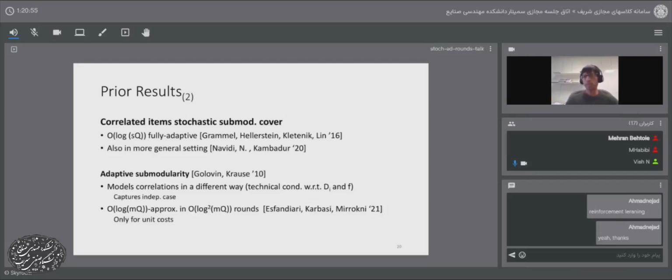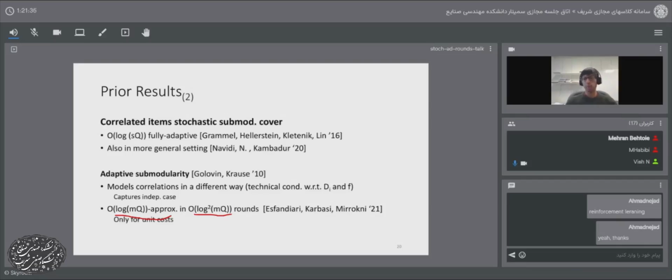And there's also a different way in which people have modeled correlations in the stochastic submodular cover problem, which is the framework of adaptive submodularity. This is a framework that captures the independent setting, but doesn't quite capture the correlated case that we consider. And in this setting, there is an algorithm that achieves a logarithmic approximation in log squared many rounds. This is a result due to Esfandiari and others, and it only holds if all the items have unit costs.